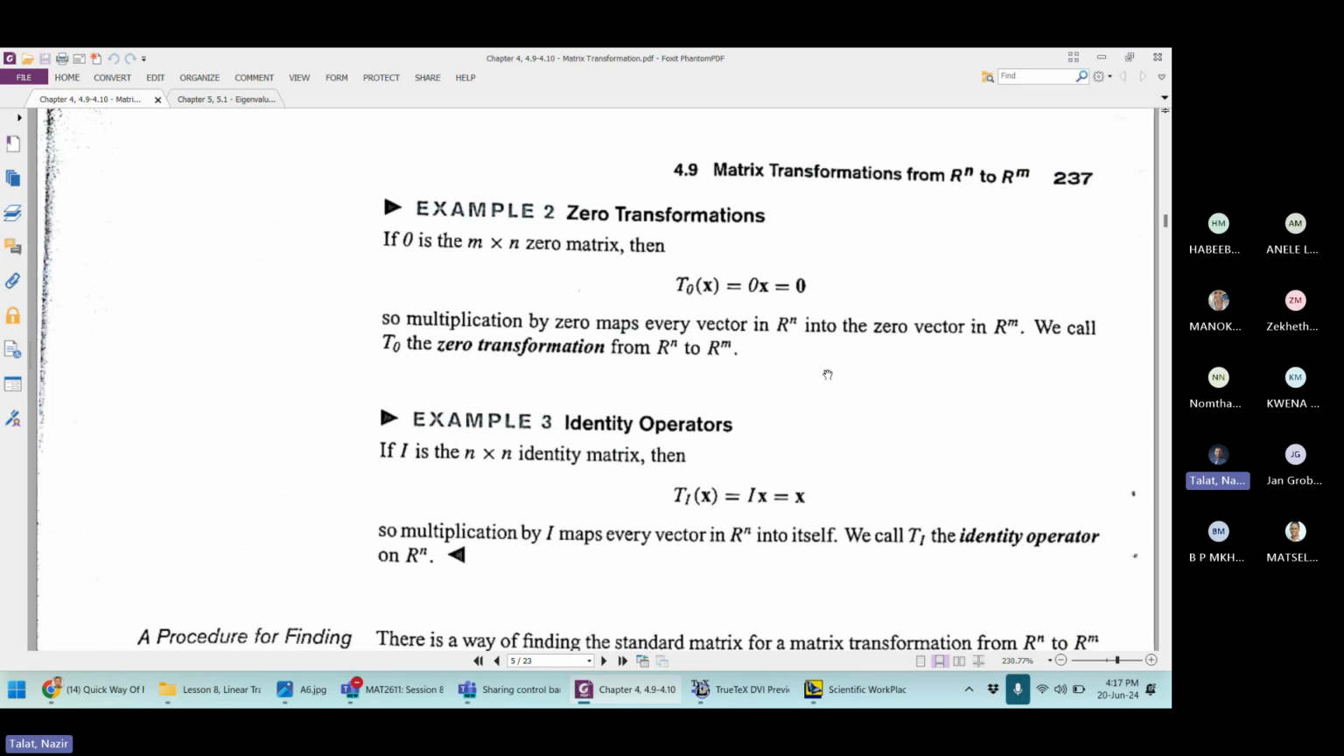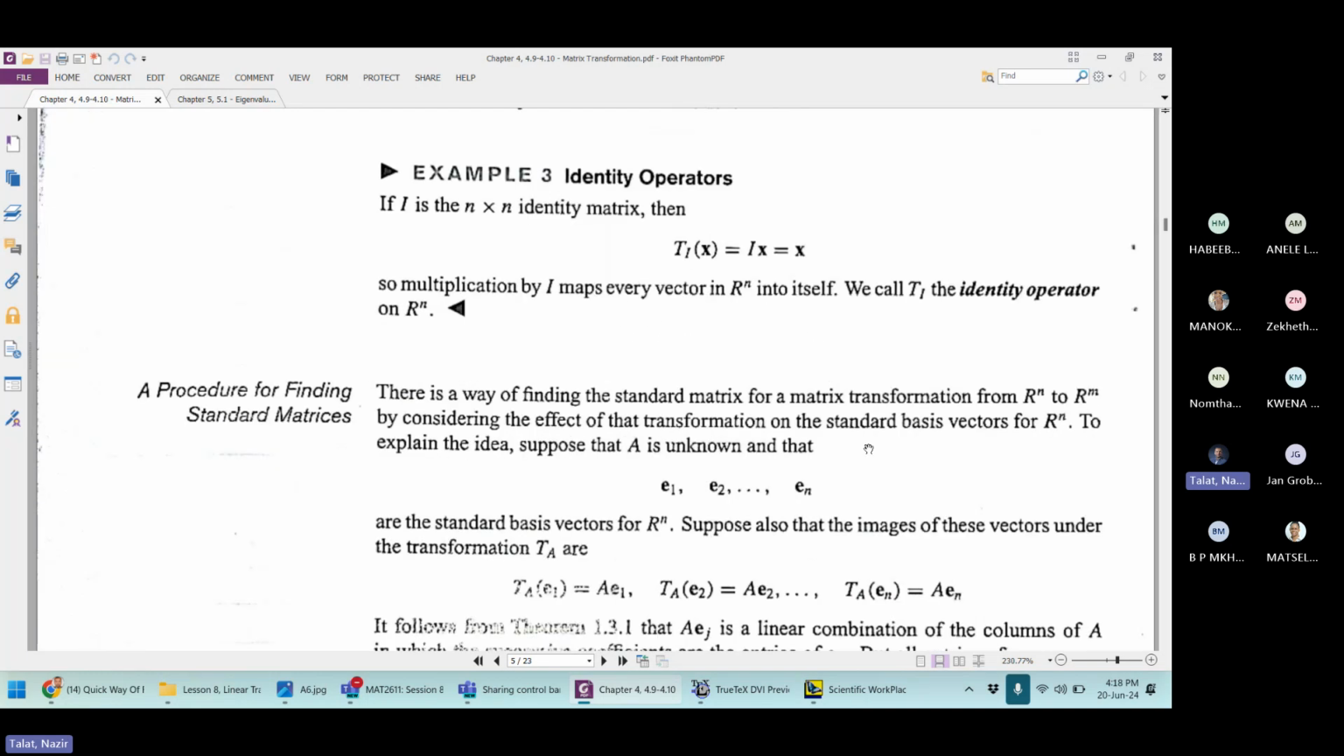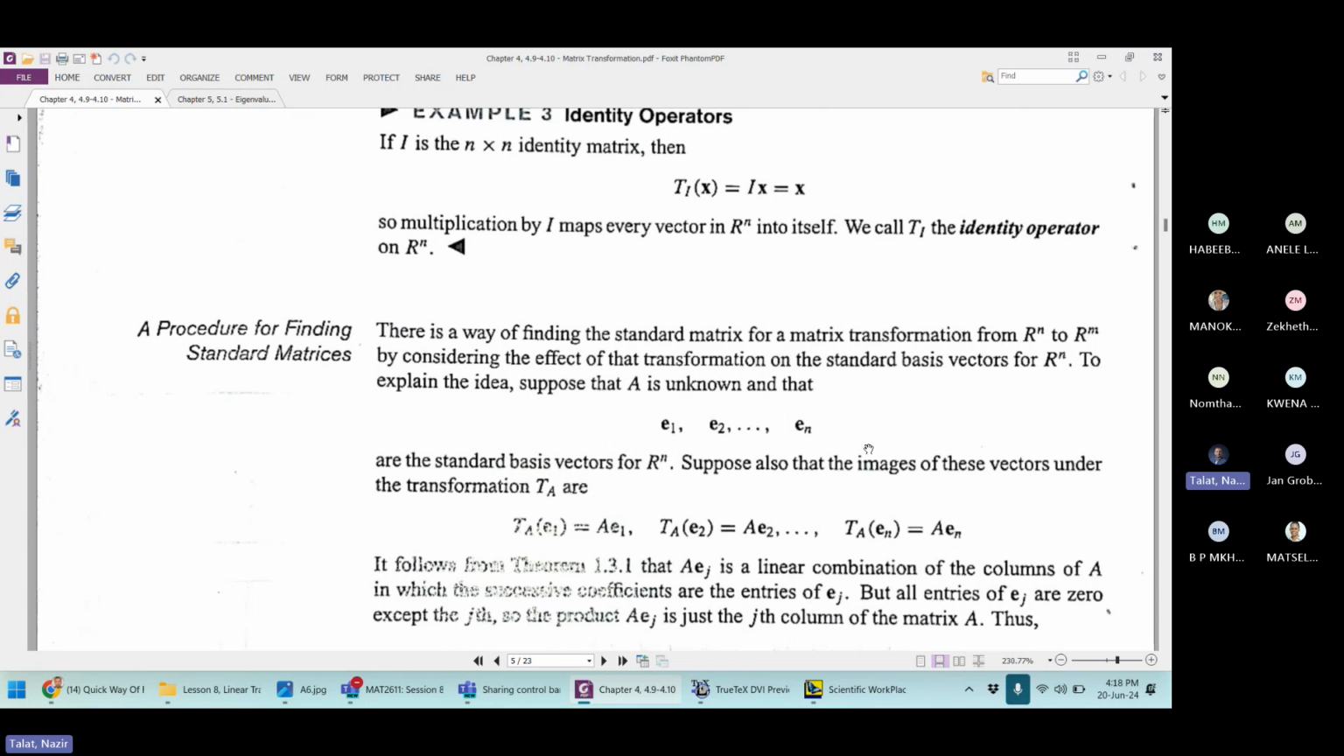There are some examples of this transformation. The first is the zero transformation. If you take T as a zero matrix, then whatever vector you multiply with the zero matrix, the answer will always be zero, and we call it a zero transformation. Another interesting transformation is the identity transformation. If you multiply the identity matrix with any vector, you get the same vector back. It is called the identity transformation, denoted T_I.